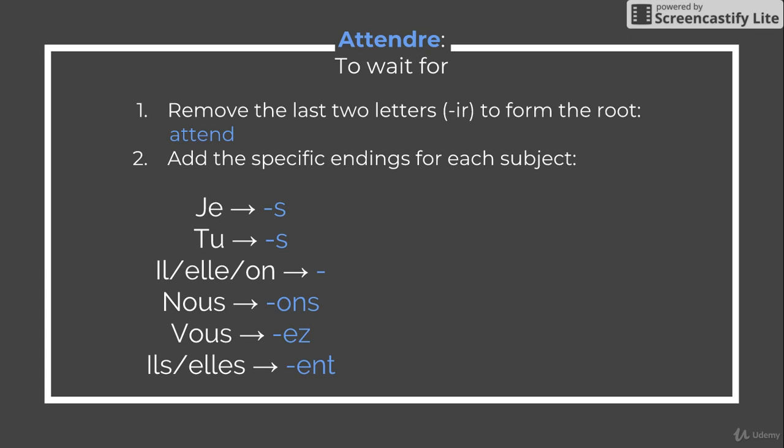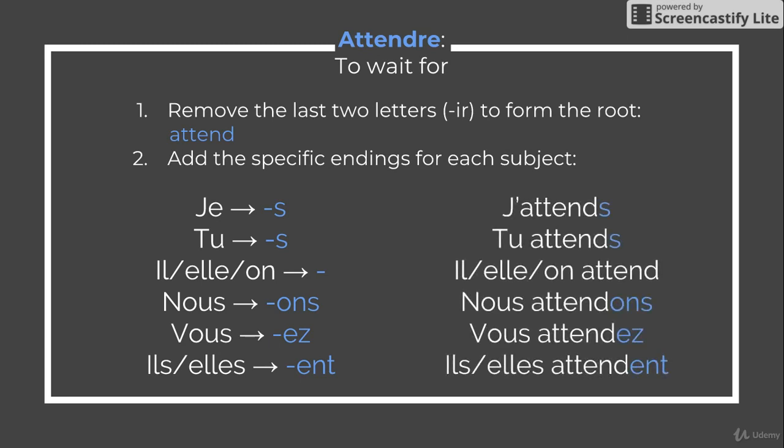For attendre, the stem would be attend, and the complete conjugation would be j'attends, tu attends, il, elle, on attend, nous attendons, vous attendez, ils, elles attendent.